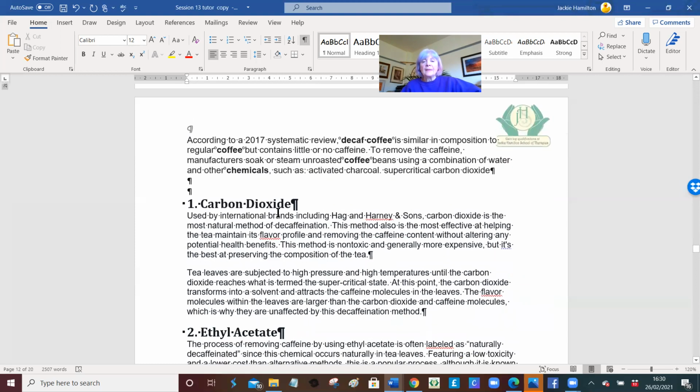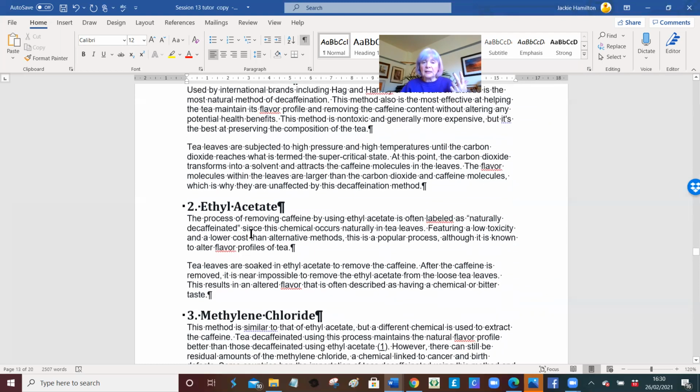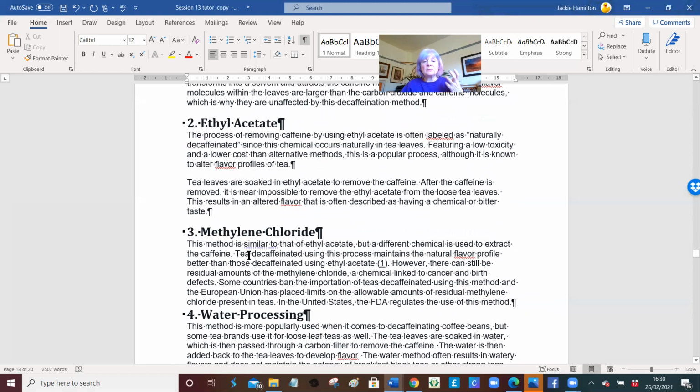And there's different ways that they take out the caffeine. There's carbon dioxide. There's ethyl acetate, where they soak it in ethyl acetate and the caffeine is removed, but the ethyl acetate is left in there. And there's methylene chloride, which is similar to ethyl acetate, and that's also used for extraction. And some countries have banned the importation of teas that have been decaffeinated because they found it has got a chemical link to cancer and birth defects.